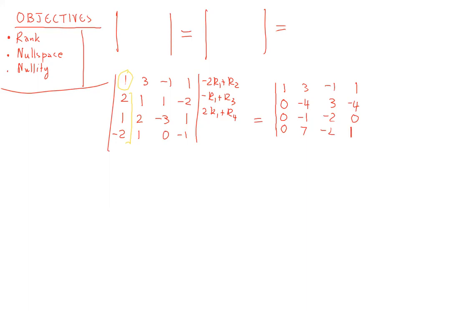So now we're supposed to work with this part, right? We're supposed to work with this part. And we're looking for a pivot right here. I mean, you could divide by 4, right? Is there anything better than dividing by 4?